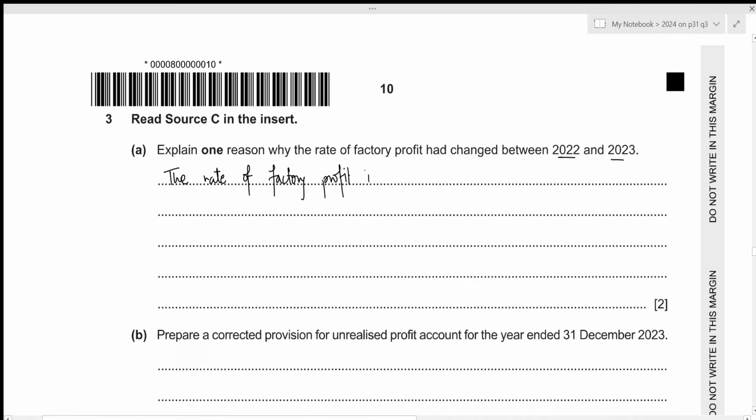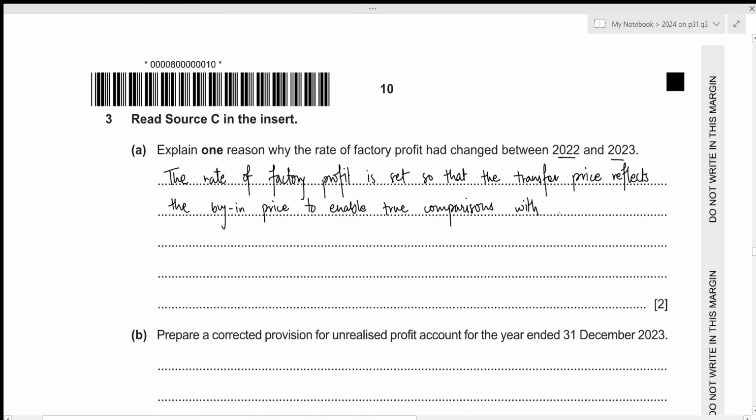is set so that the transfer price reflects the buy-in price to enable true comparisons with other businesses trading in the same product, and in this case the rate of factory profit has increased.